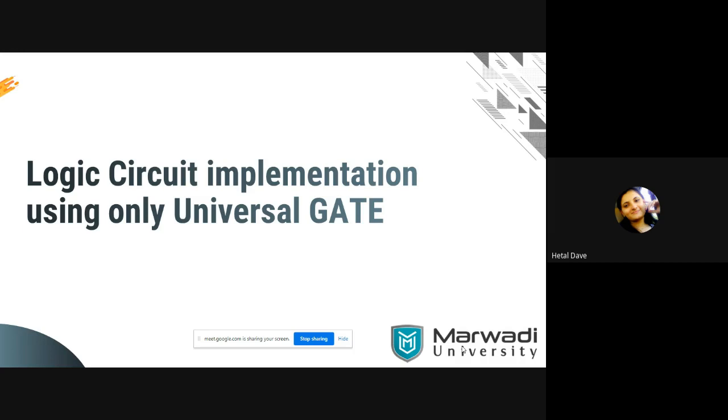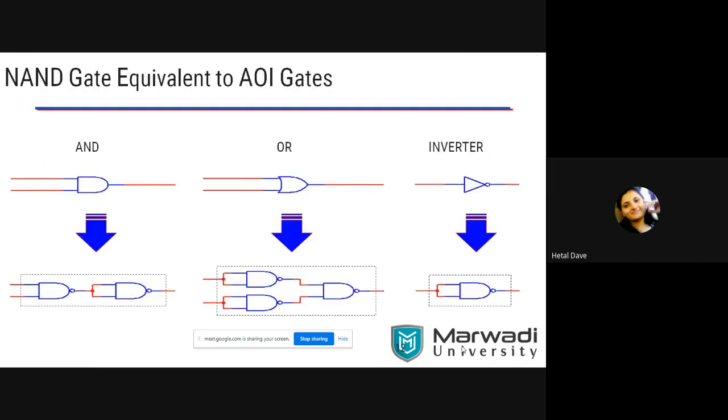So please be attentive. Mostly, generally, all these circuits are made up by AOI. What is the meaning of AOI? AND gate, OR gate and inverter. This is called an AOI circuit. We have already proved that the NAND and NOR gates are universal gates, meaning any basic gate can be replaced by a NAND gate. So generally, please be attentive, NAND gate is equivalent to AOI.